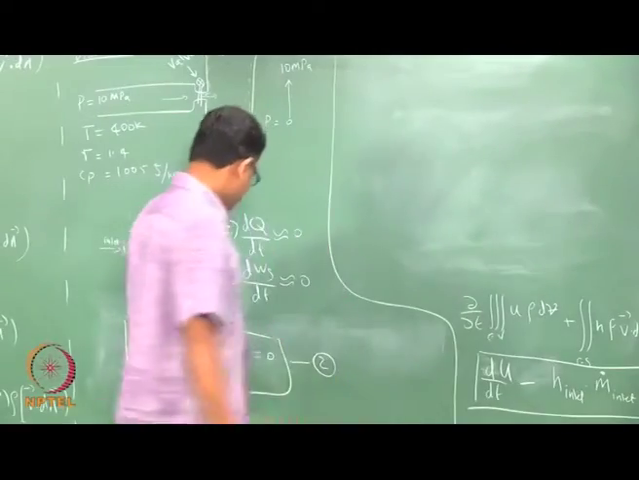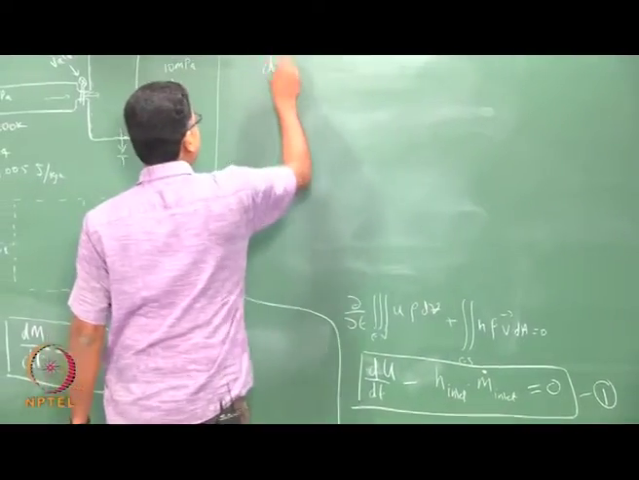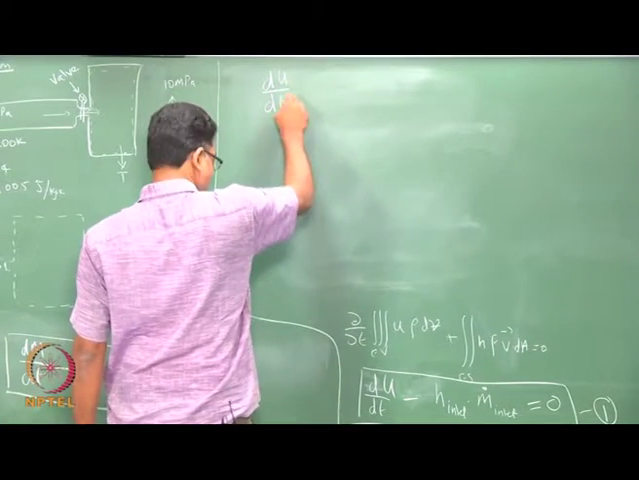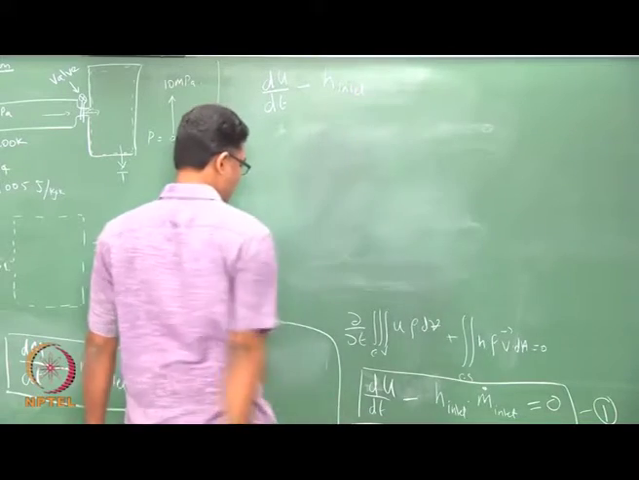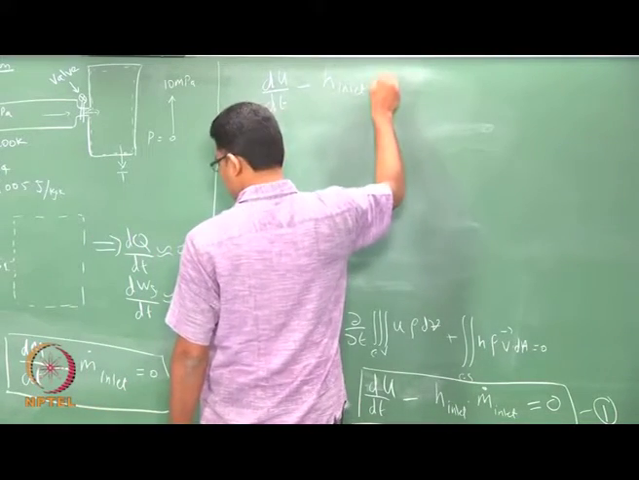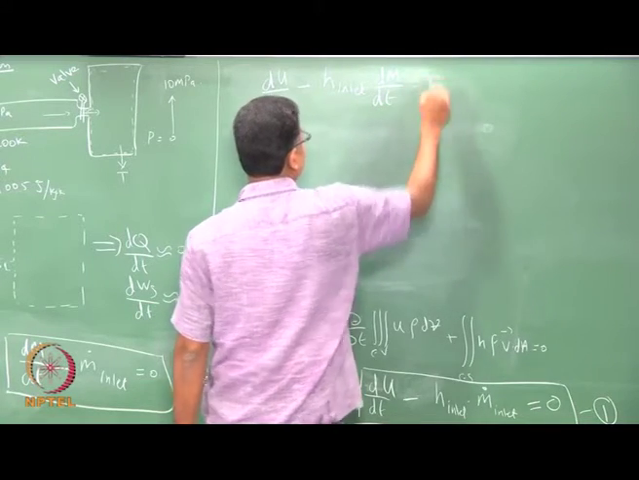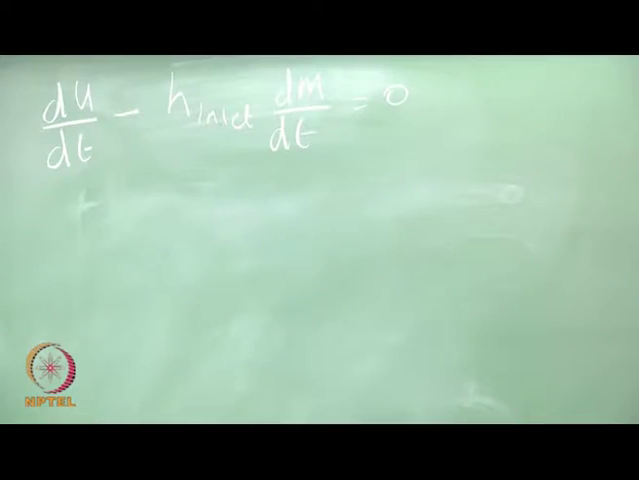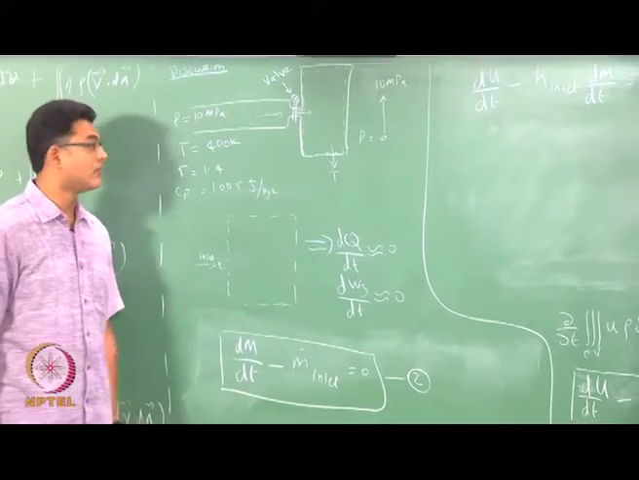So, I substitute equation 2 in equation 1. So, my du by dt minus h inlet into dm by dt equals 0. Okay. So, that is the balance of energy equation that is happening inside the control volume.